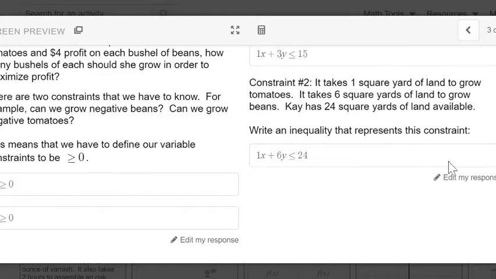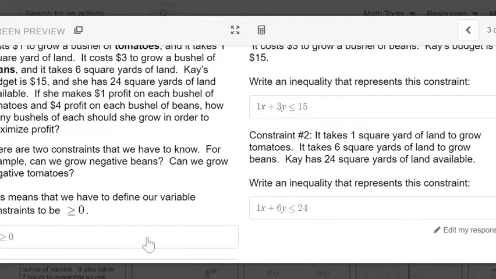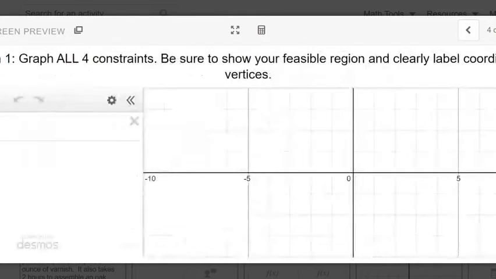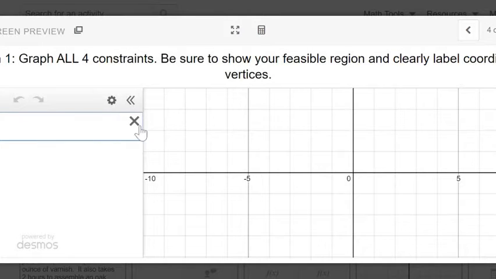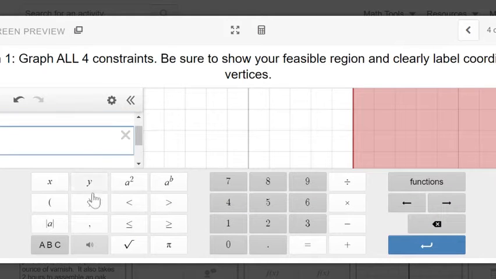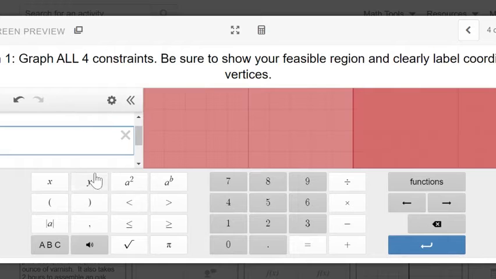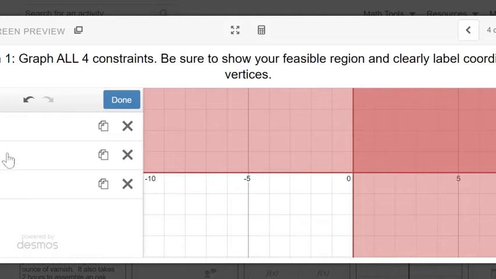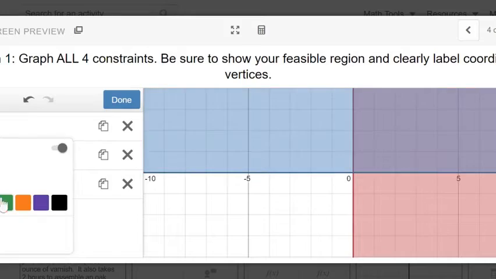Okay? So now that we have all of our constraints, these are all of our inequalities, we're going to go ahead and graph them on slide 4. So I'm going to type them all in here. x is greater than or equal to 0. Y is greater than or equal to 0. Now, I don't really like that they're the same color, so I'm going to go ahead and change this one to blue.